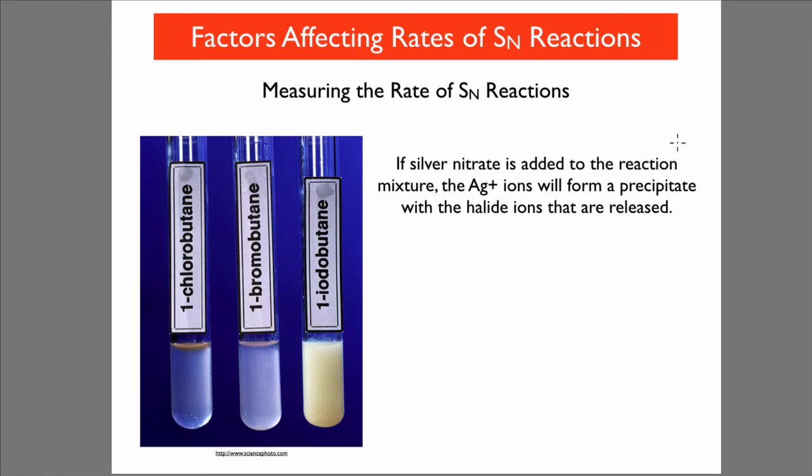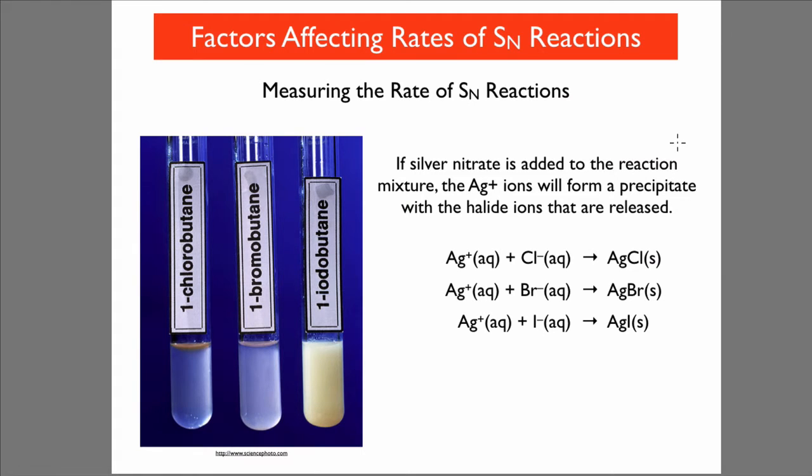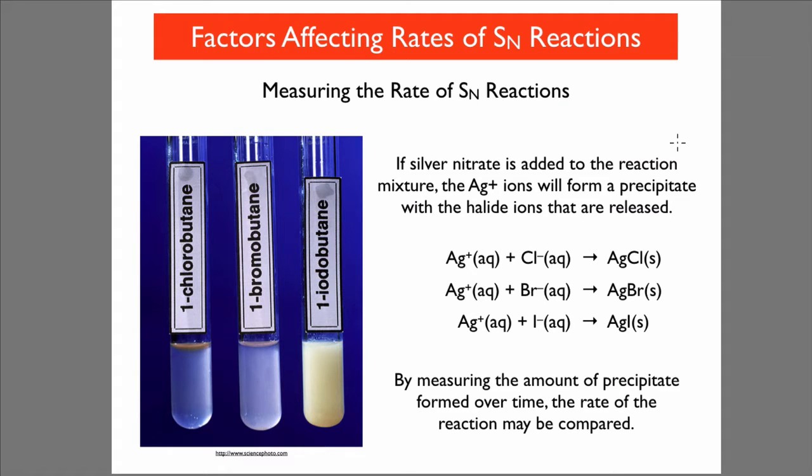You can measure the rate of SN reactions using silver nitrate. If you add silver nitrate to a reaction mixture, the silver ions will form a precipitate when the halide ions are released. You can see here you can get silver chloride, silver bromide, silver iodide, all solids, they will precipitate out. By measuring the amount of precipitate formed over time, the rate of reaction can be compared.